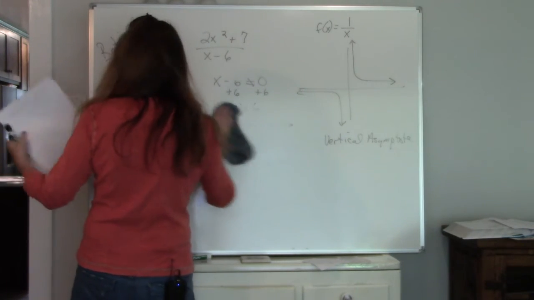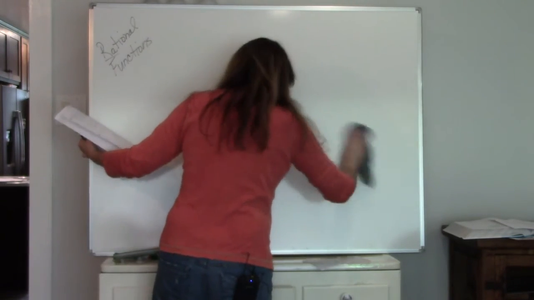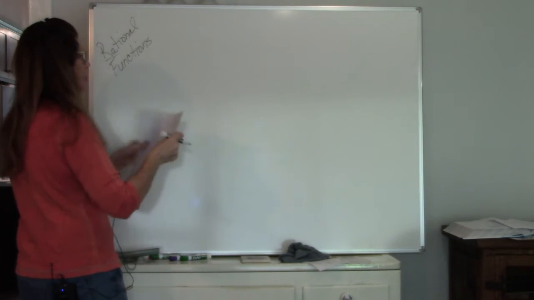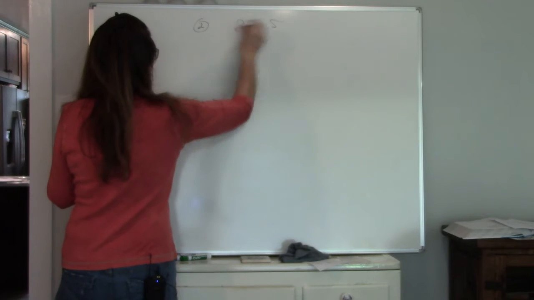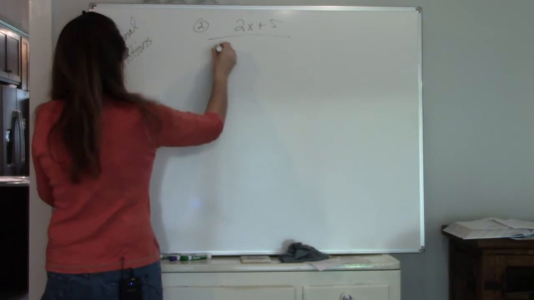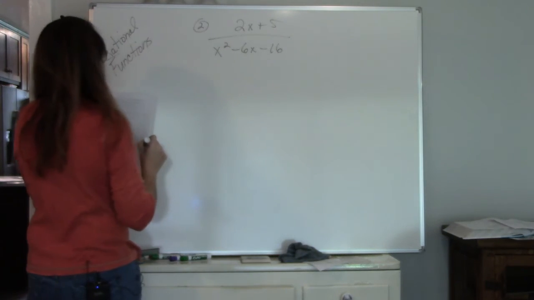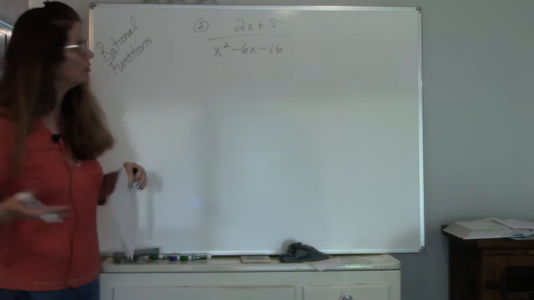This is page 85 in your packet. I just did number 1, so now let me do number 2. Number 2 says 2x plus 5 over x squared minus 6x minus 16. Okay, so now we have a trinomial. So now you have to remember how to factor a trinomial.